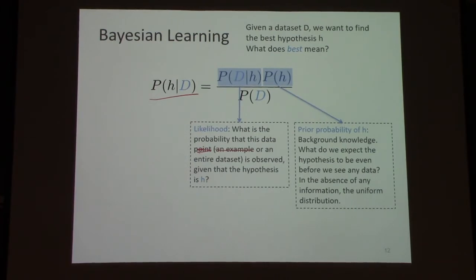Isn't it that the probability of H can be 0? Oh, yeah, there are some subtleties here. Yes, I see your point, and I'm not going to go there.